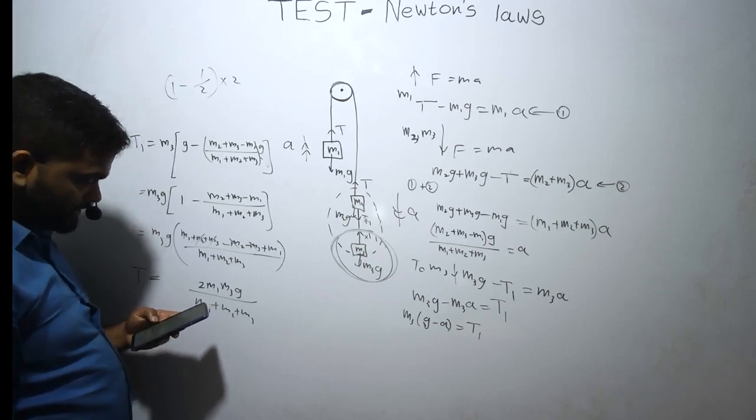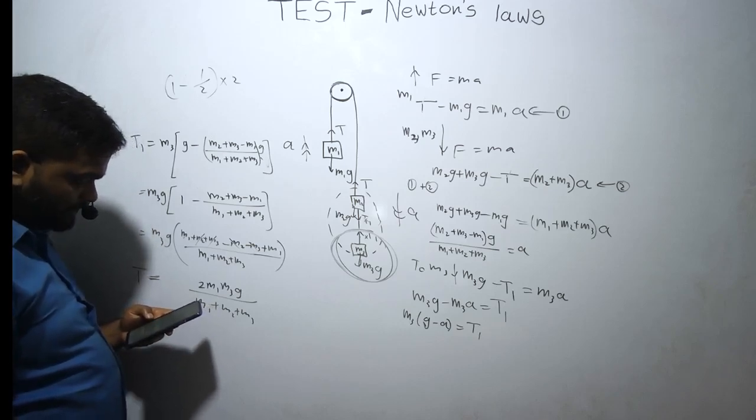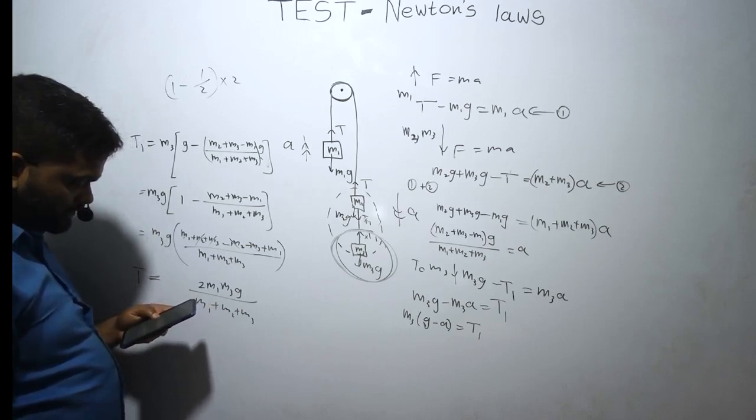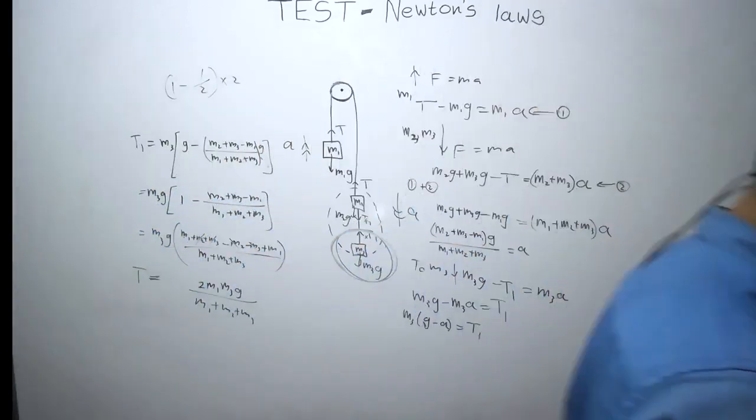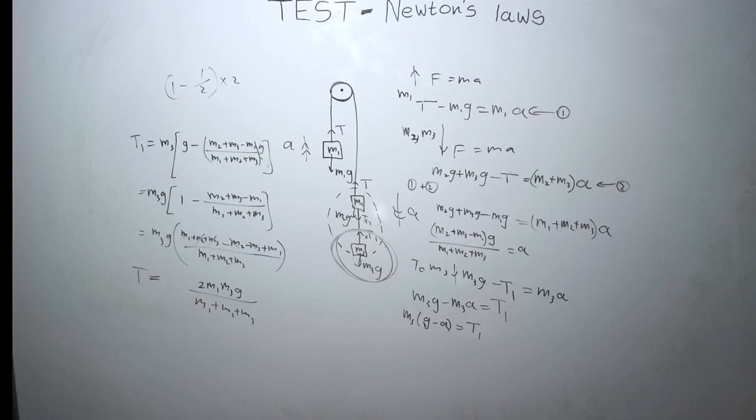So the answer should be M1, M3. First one, right? The 12th, it is M1, M3. No, not the first one. It should be the second one. M1, M3G. It is the second one.